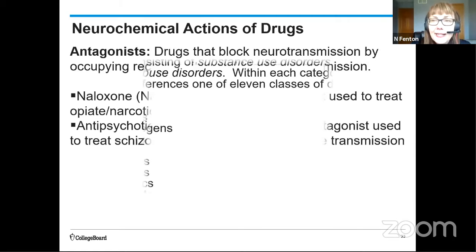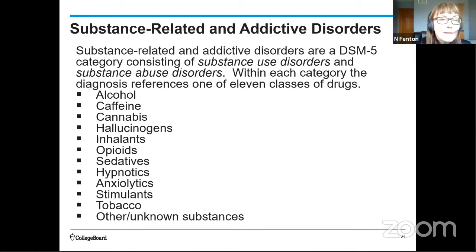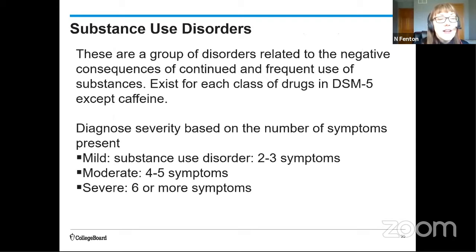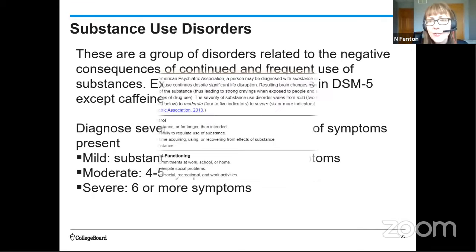Now, when you look at substance-related and addictive disorders, you would have a substance use disorder followed by one of these terms. So it might be a diagnosis of substance use disorder, cannabis, substance use disorder, opioids, or tobacco. Each of these 11 classes of drugs is going to be categorized as either a substance use or substance abuse disorder. And then the diagnosis, the severity, is based on the number of symptoms present. So you would have substance use disorder, alcohol, mild, right? That individual would have between 2 to 3 symptoms. Severe, 6 or more. And what those symptoms are is there's 4 different categories.